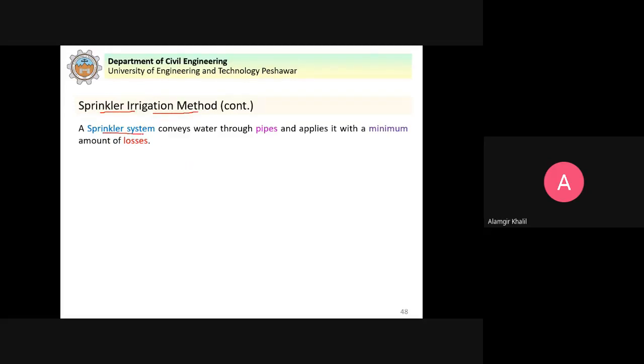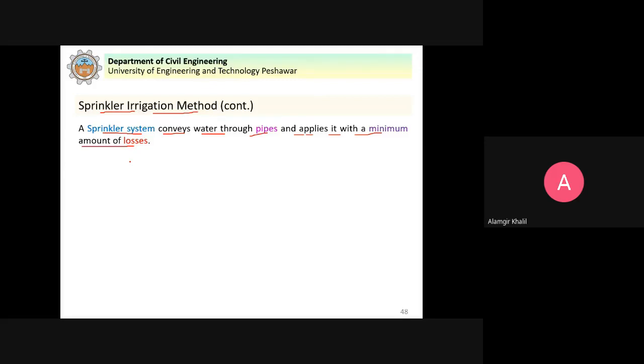A sprinkler system conveys water through pipes and applies it with a minimum amount of losses. The idea is that just like artificial rain, we spray the water over the crops. In this method, it is more efficient as compared to the previous methods, because here we just spray the water, which can result in saving more water, and we just apply the quantity of water that is required by the plants.